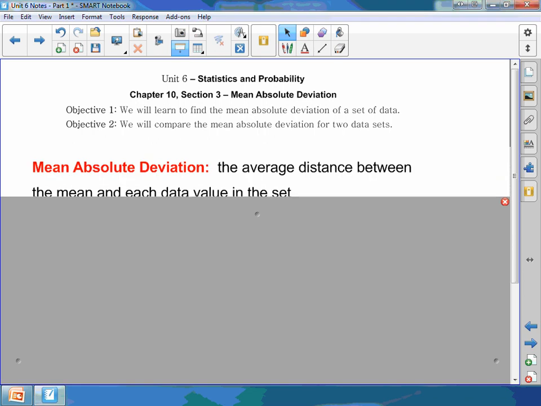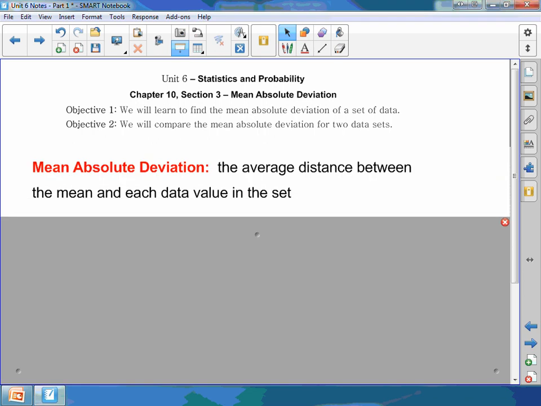Mean absolute deviation, the first thing I want to jump into is what is mean absolute deviation? Well, a lot of you said before that you kind of remember what it was. If you look at the definition, it sort of describes exactly what it is. It's the average distance between the mean and each of the numbers in the set. So you're going to find the mean, and then you're going to figure out just how far away from that mean each of the numbers here are.